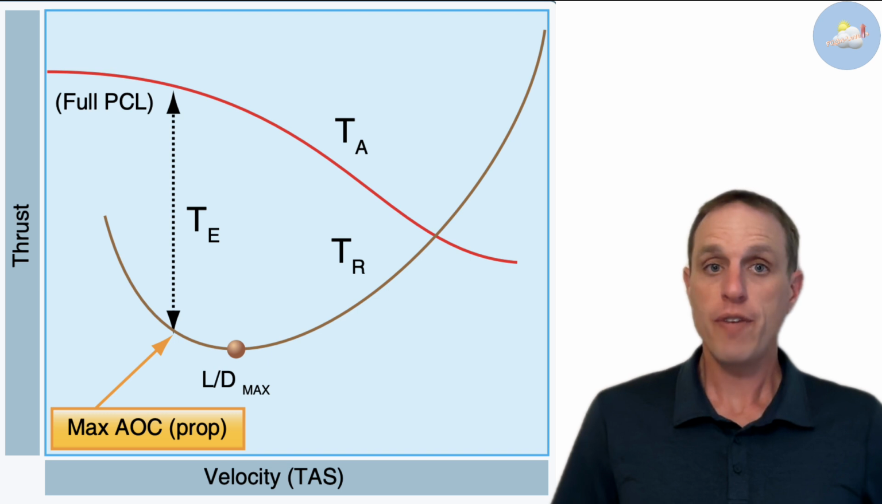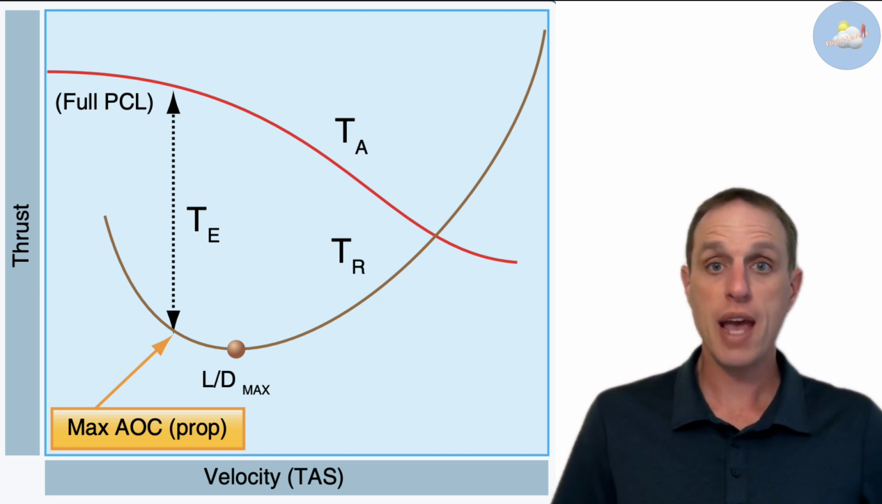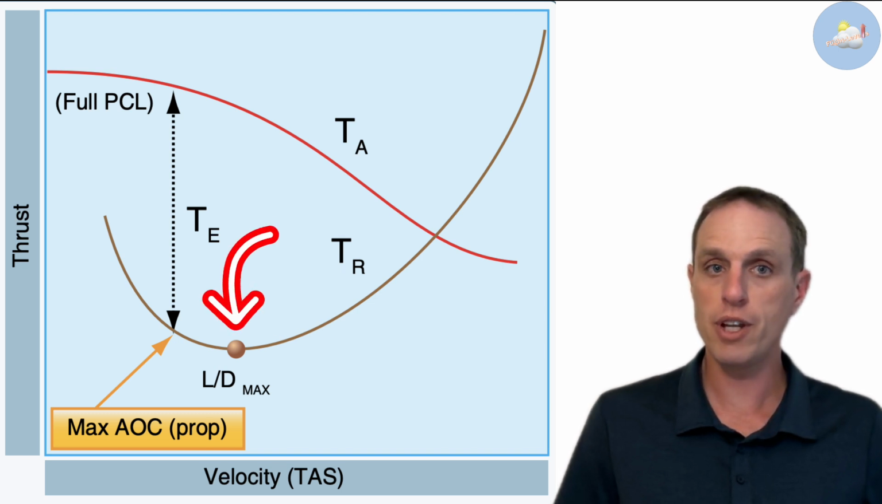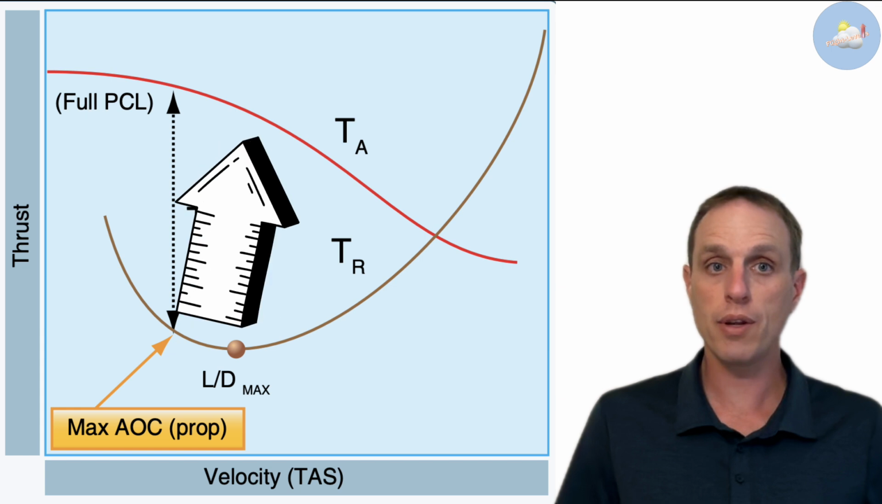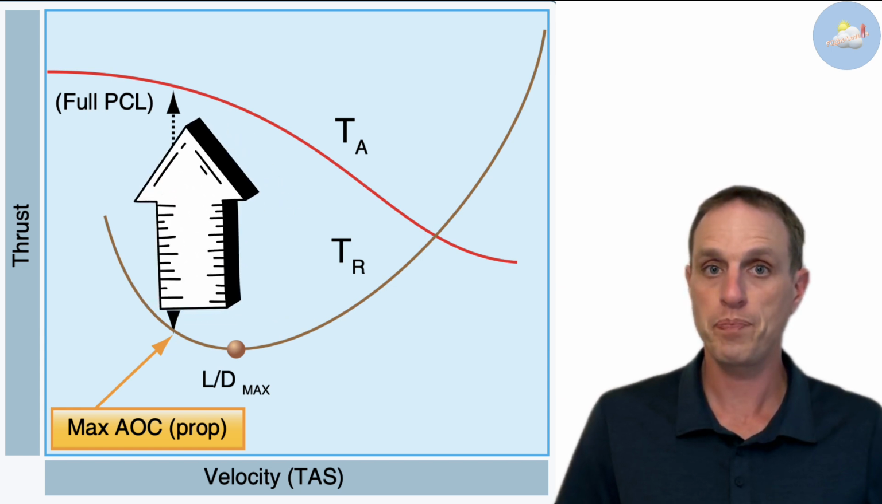Staying with our thrust available and total drag graph, let's talk about where to find Vx. Vx is where we have the greatest excess thrust. It may be intuitive to assume this occurs at the point of lowest drag, or L over D max, but take a look at the thrust available at this point. It is substantially lower than thrust available at slower speeds than L over D max.